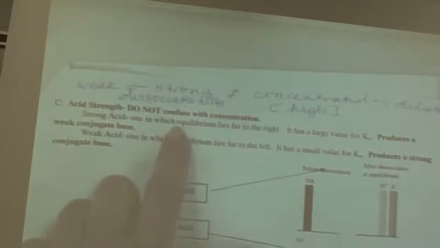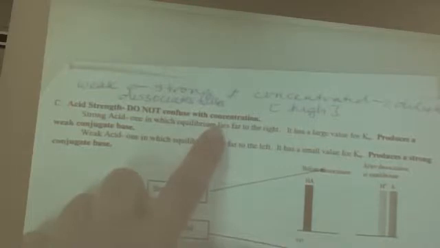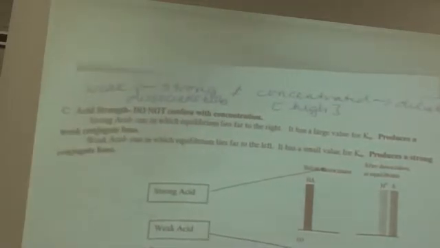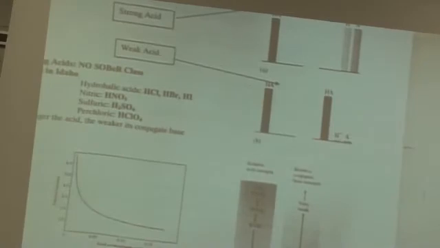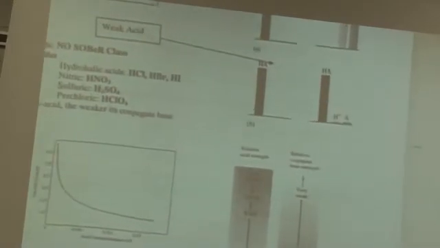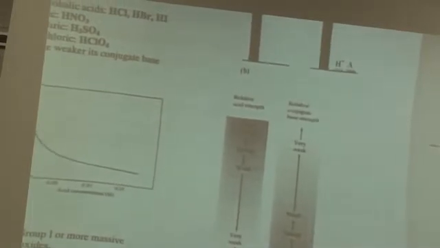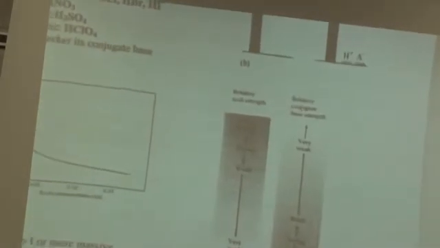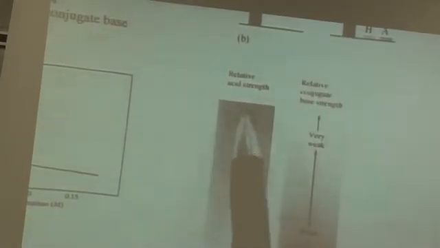A strong acid, equilibrium far to the right. How far to the right? It goes to completion. Now, what you need to know is that a strong acid or a base, okay, let's talk about acids. A strong acid, a very strong acid, produces a very weak conjugate base.